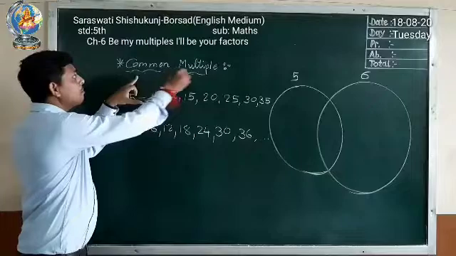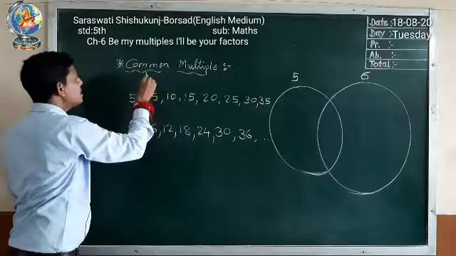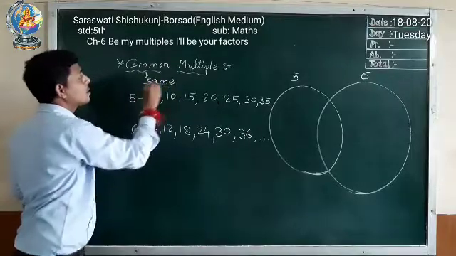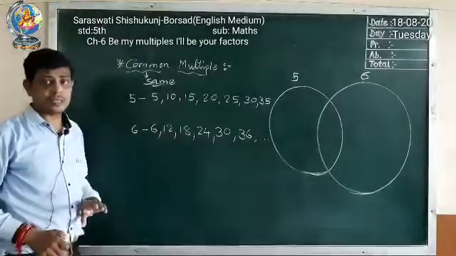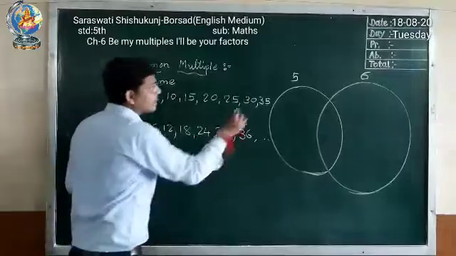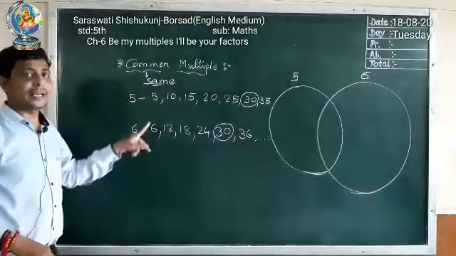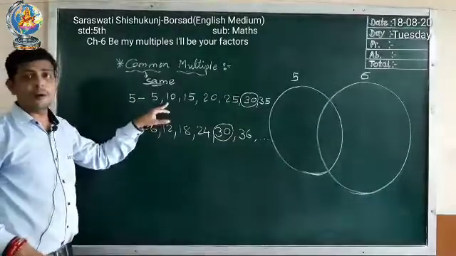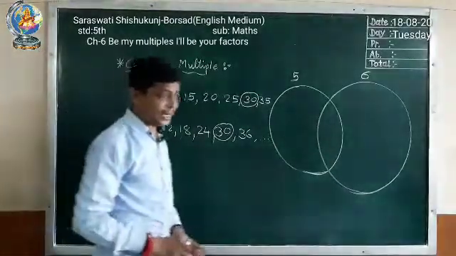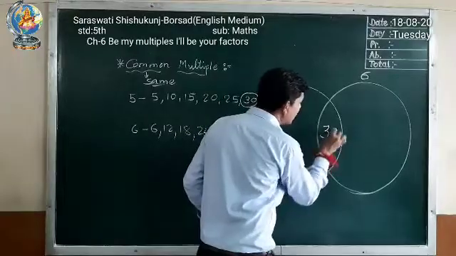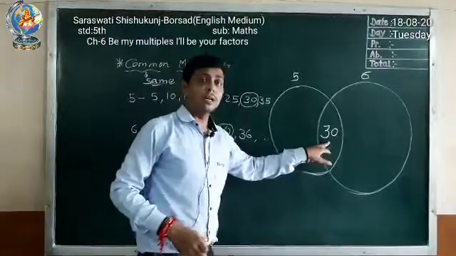Now what do we have to find? Common multiples. Common means same. Which numbers are the same in these two lists of multiples? If we observe carefully, 30 is the common multiple of 5 and 6. Whichever common multiple we get, we write it in between the two circles where they overlap. So I have written 30 here.